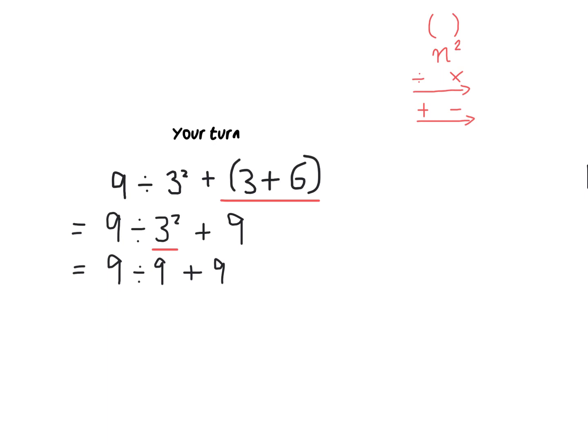Now, once again, I'm going to check over here. I've got a divide and a plus. So divide comes before plus. So I'm going to underline in red. And I'm doing 9 divided by 9, which is 1, plus 9 stays the same. And my last operation to solve is 1 plus 9, which is 10.